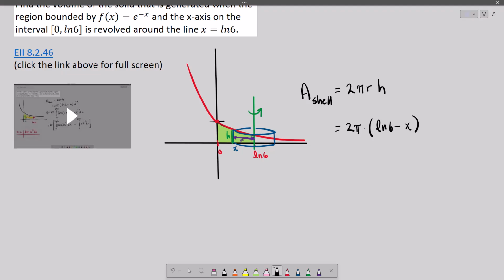The function. Negative x, right? That's what the function is. The red function, e to the negative x, is measuring the distance from the x-axis up to the red curve. Right? That's what e to the negative x is measuring. So the height is going to be e to the negative x. Any question on any of those pieces?